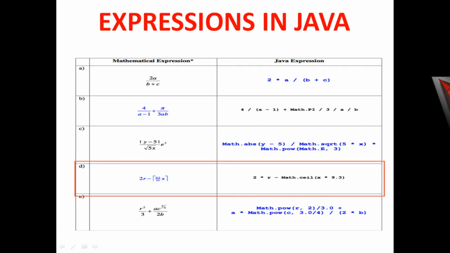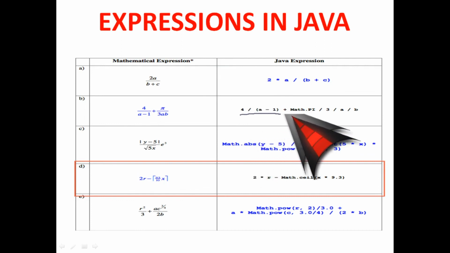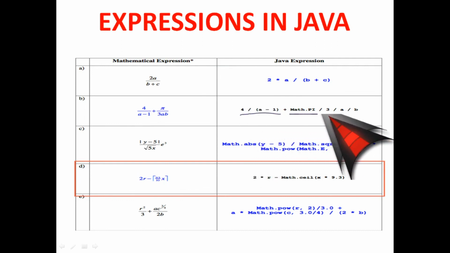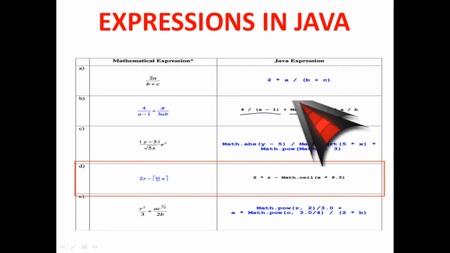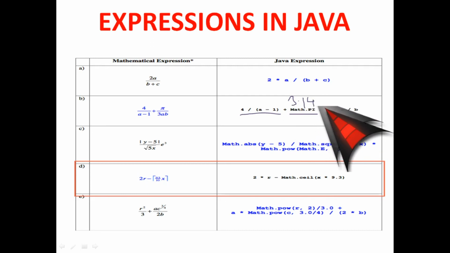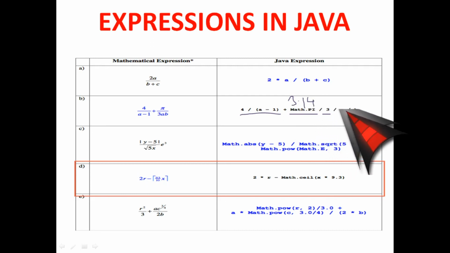Similarly, 4 by a minus 1 plus pi sine divided by 3ab. So it is coming as, in the Java expression, 4 by a minus 1 plus math.pi, which is a direct function I am using. You can write 3.14 if you want, that is also okay, divided by 3, and here there is a mistake, it will be 3 into a into b, and put that inside a bracket.